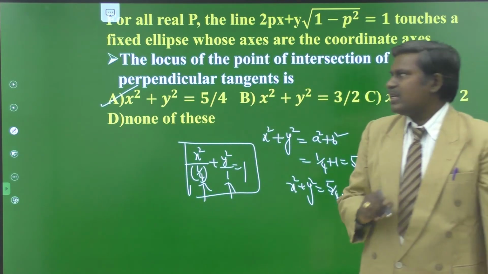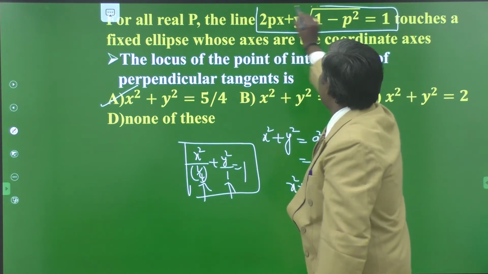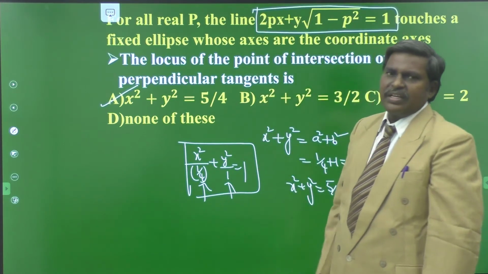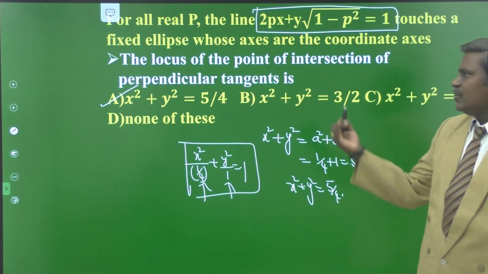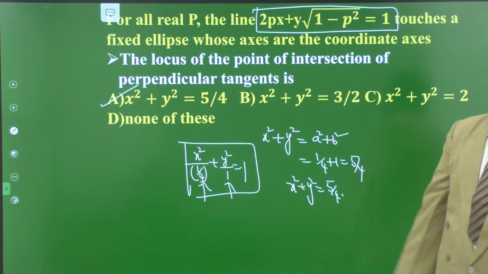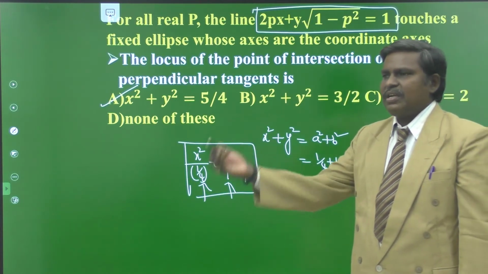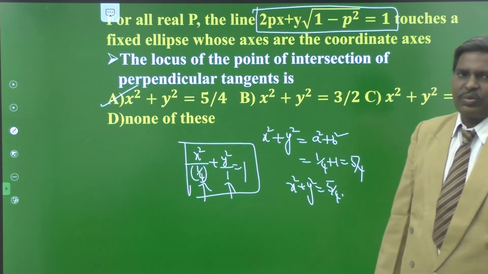So one and only concept is involved in this entire paragraph. You have to make this line equation in the form of x by a cos theta plus y by b sin theta equal to 1 itself. You can crack that one. So once you have x by a cos theta plus y by b sin theta equal to 1, from that you can write the equation of the ellipse x square by a square plus y square by b square equal to 1.